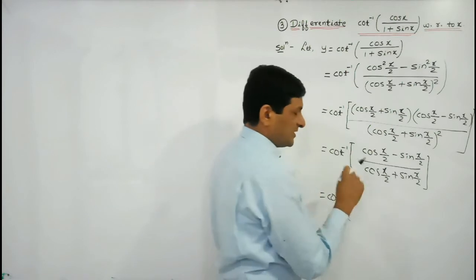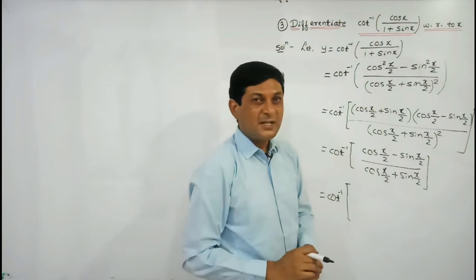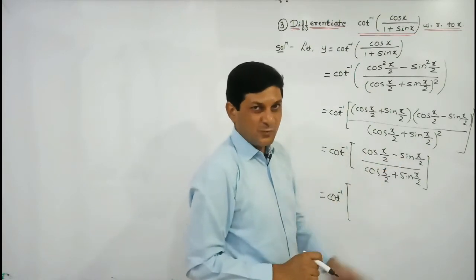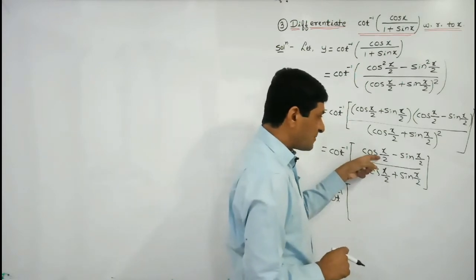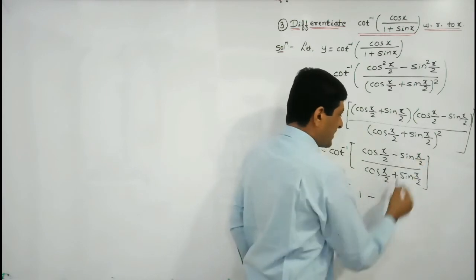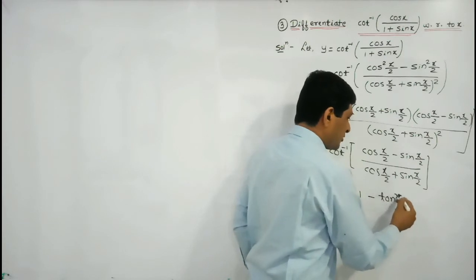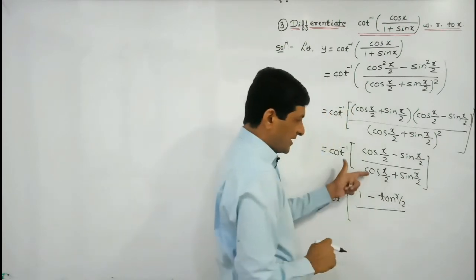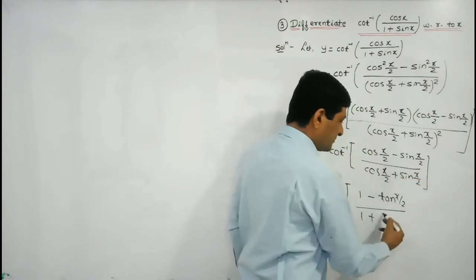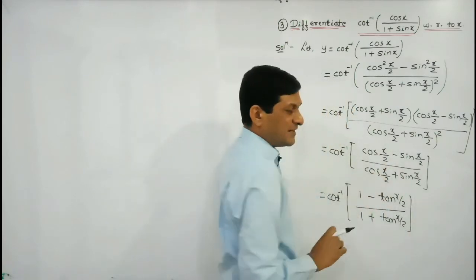We are simplifying it in such a way that this expression will get converted in terms of what? Cot. Now I am dividing to numerator and denominator by cos x by 2. Let us see what we will get. So if I am dividing to numerator by cos x by 2, cos x by 2 upon cos x by 2 is 1 minus sin x by 2 upon cos x by 2 is what? Tan x by 2. Just I am dividing to numerator and denominator by what? Cos x by 2. So if I am dividing here by cos x by 2, we will get 1, and here sin upon cos will become what? Tan x by 2.